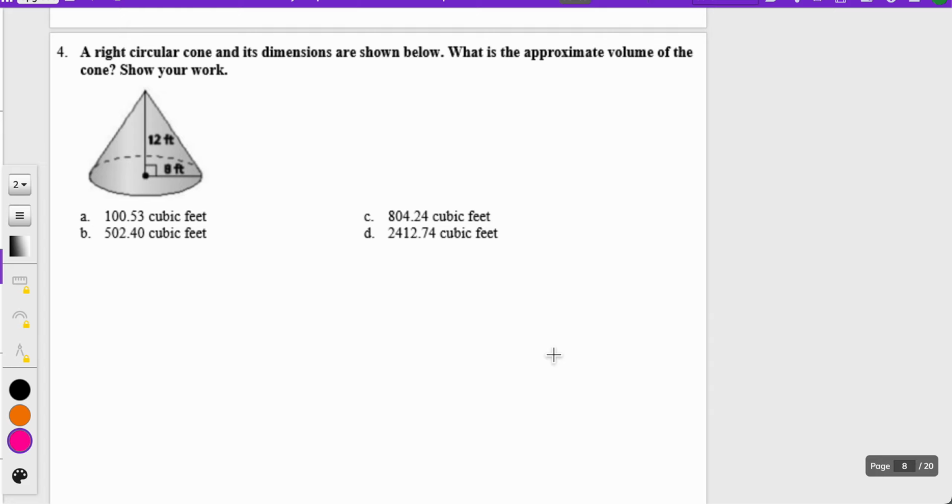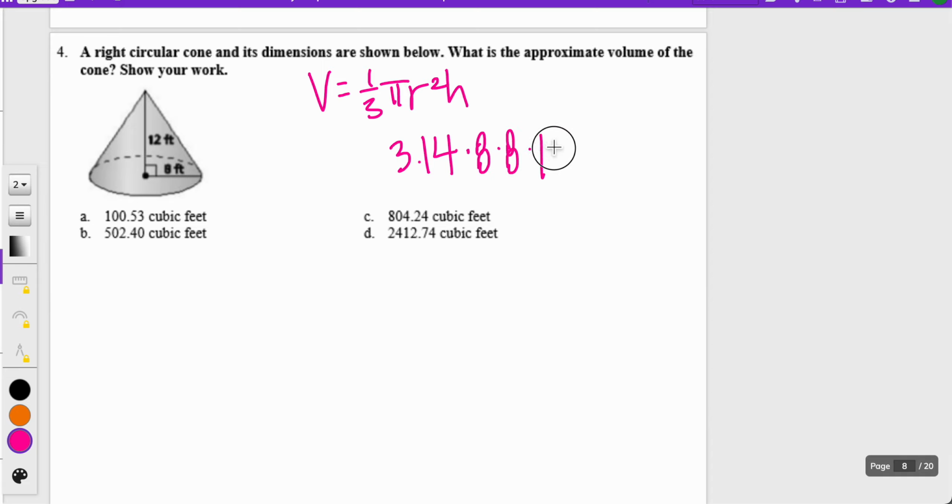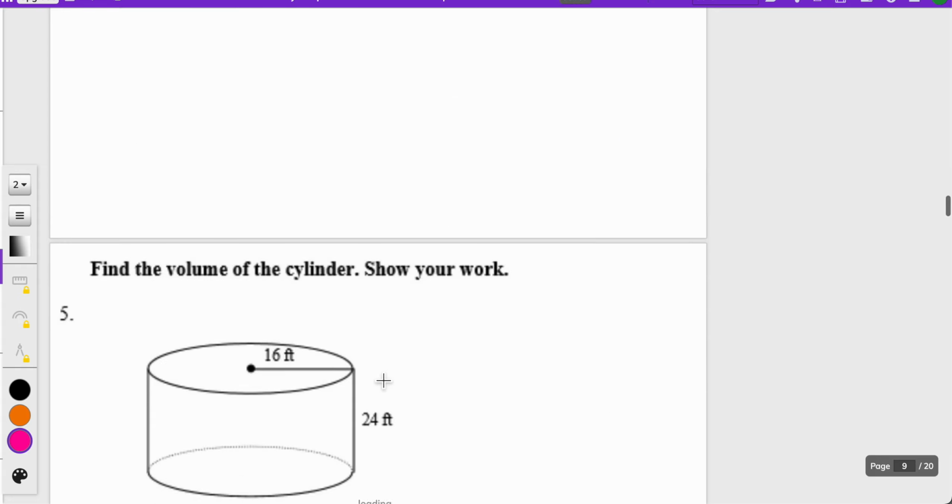Number 4, a right circular cone and its dimensions are shown below. What's the approximate volume of the cone? Show your work. So volume is 1/3 pi r squared times height, which means I'm going to take pi, multiply it by r squared, so that's 8 times 8, and times the height, 12, then divide everything by 3. So 3.14 times 64 times 12 divided by 3. I'm getting around 803.84, and so option C is the closest option to that, 804.24.